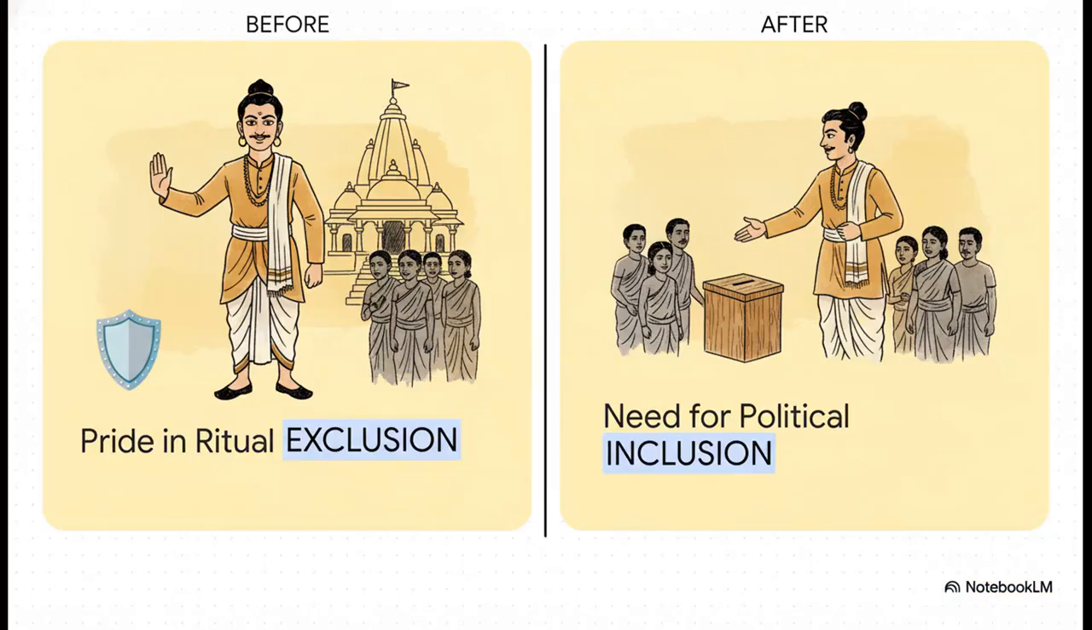This slide really shows the incredible U-turn that happened. I mean, think about it. Before this census, many upper caste groups took pride in ritual purity, which meant excluding others. But suddenly, when their political power was on the line, the strategy did a complete 180. The very same people they'd pushed away for being impure were now desperately needed for their votes.